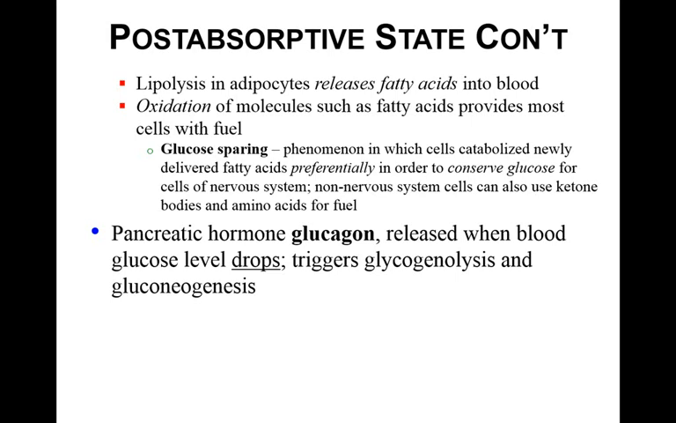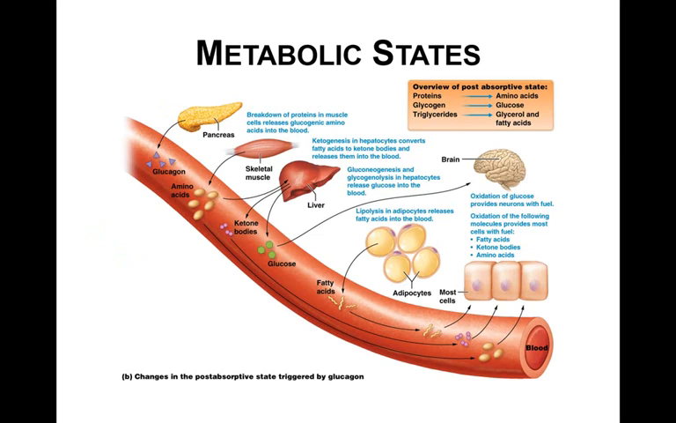And then you have the pancreatic hormone glucagon, which is going to be released when your blood glucose levels drop. And this is going to trigger glycogenolysis and gluconeogenesis, again, in an effort to try and supply cells with the fuel that they need to continue going. And this shows the metabolic states, the post-absorptive and the absorptive.